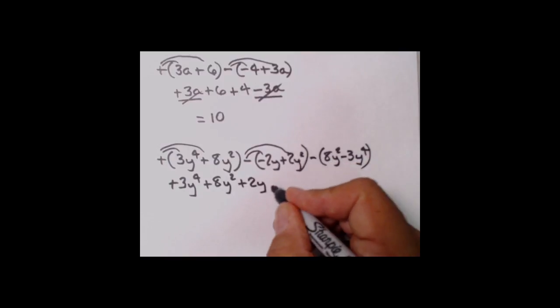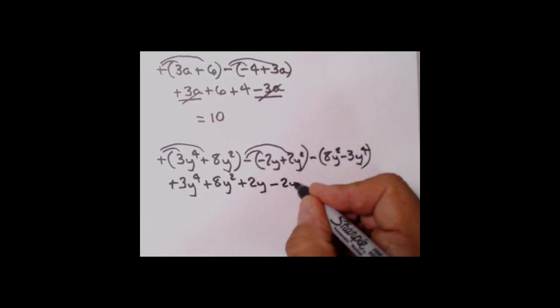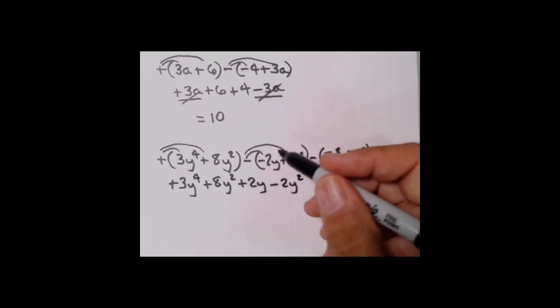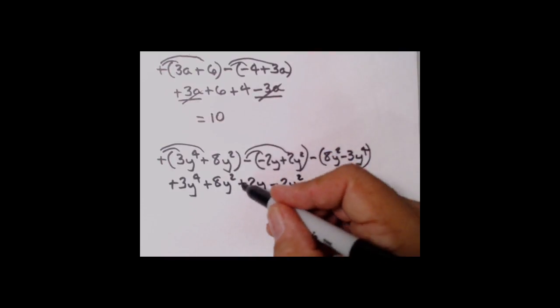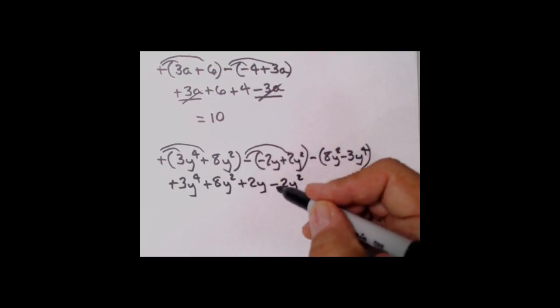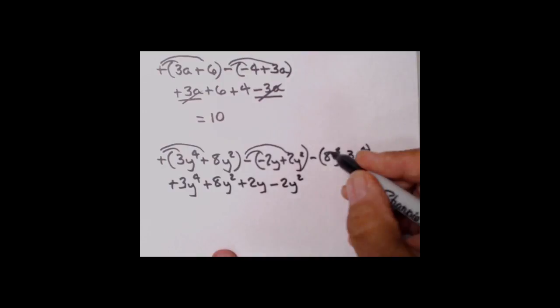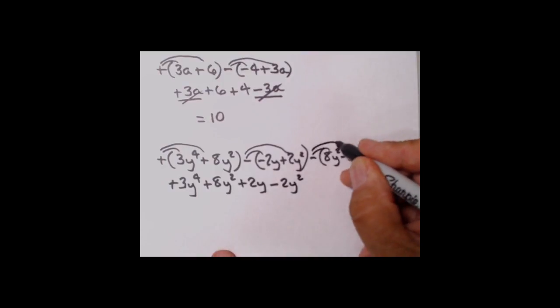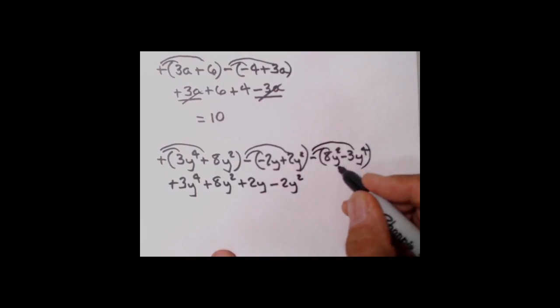Plus 2y squared becomes minus 2y squared. Now let's double check that we changed these guys. Minus went to plus, that changed. Plus went to minus. Okay, we changed everybody. One last guy, same thing. The minus is going to change everybody.